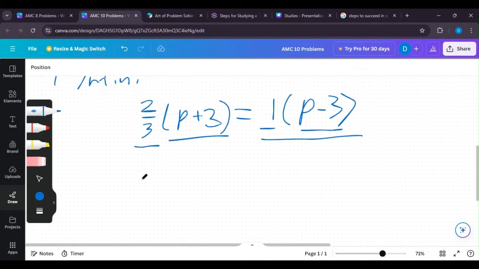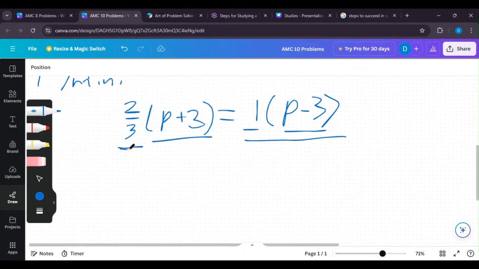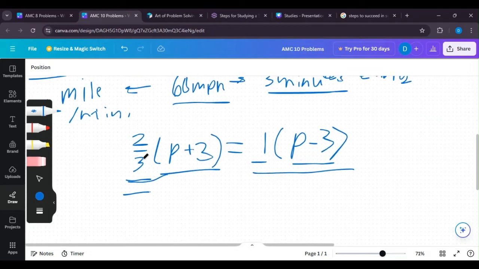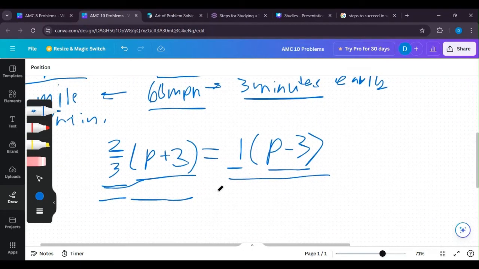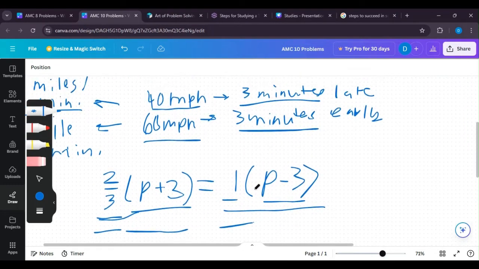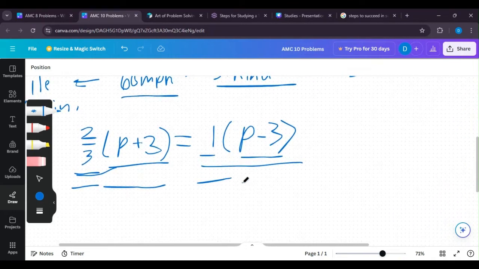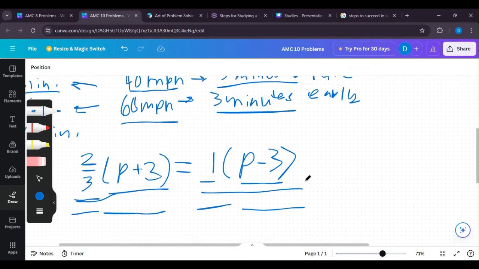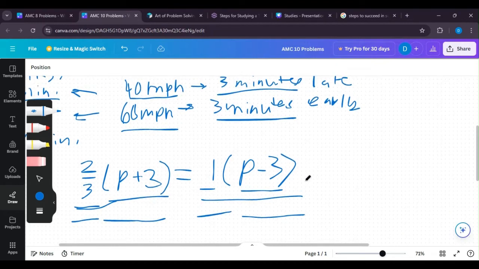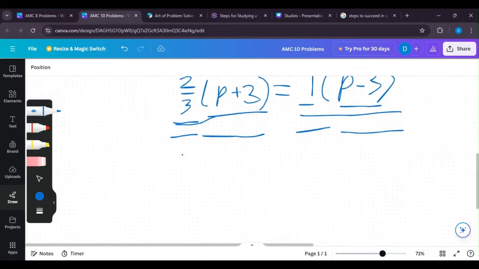And they're equal because they're just the amount of miles to the workplace. So once again, he drives 2/3 miles per minute. This is the amount of minutes. He drives P plus 3 minutes because he's 3 minutes late when he drives that slow. And right here, he drives 1 mile per minute, and the number of minutes he drives is P minus 3, so 3 minutes less than the perfect time. So yeah.